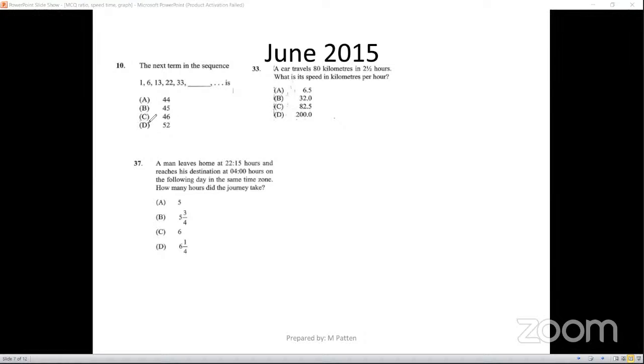The answer for 37 is B. The answer for 33 is 32. I realize that for this one, they put points on everything. So they have 32.0, 200.0, 6.5. That was them updating the question. Talk about laziness.